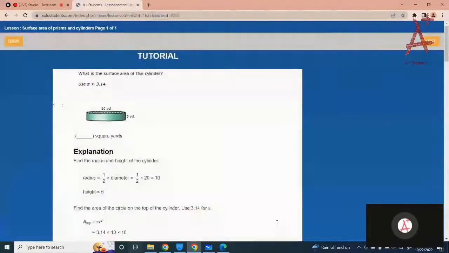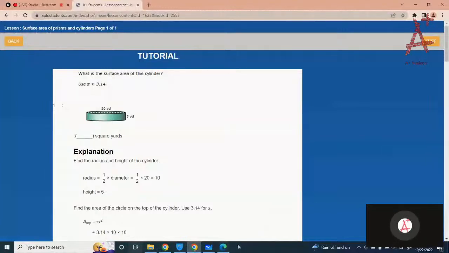Okay, what is the surface area of this cylinder? You are given a cylinder, and you have to find the surface area of the cylinder.